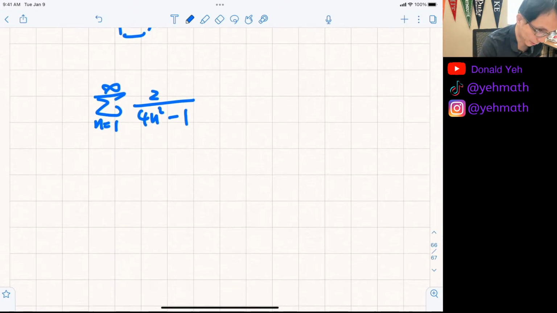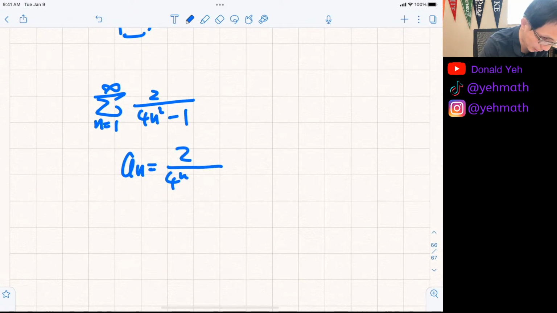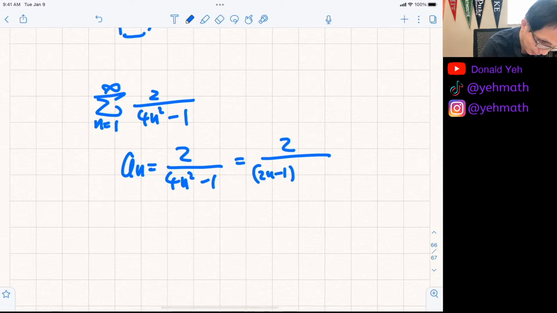Let's talk about the sequence first. The sequence is 1 over 4n squared minus 1. Did anybody decompose this? Yeah, 2n minus 1 and 2n plus 1. And then what happened? You decompose.